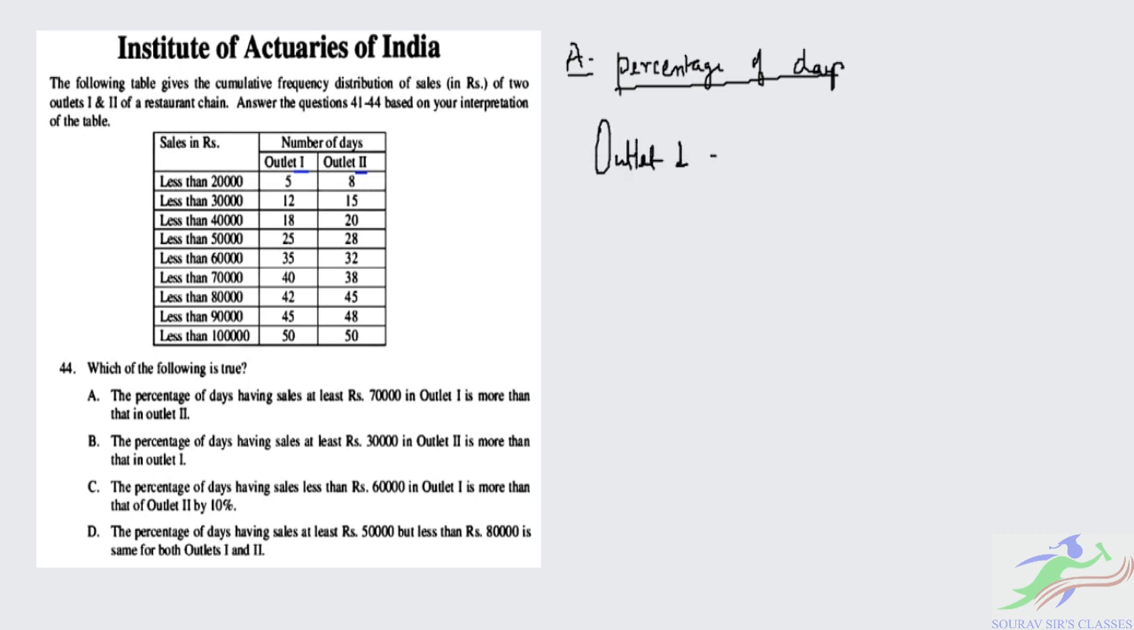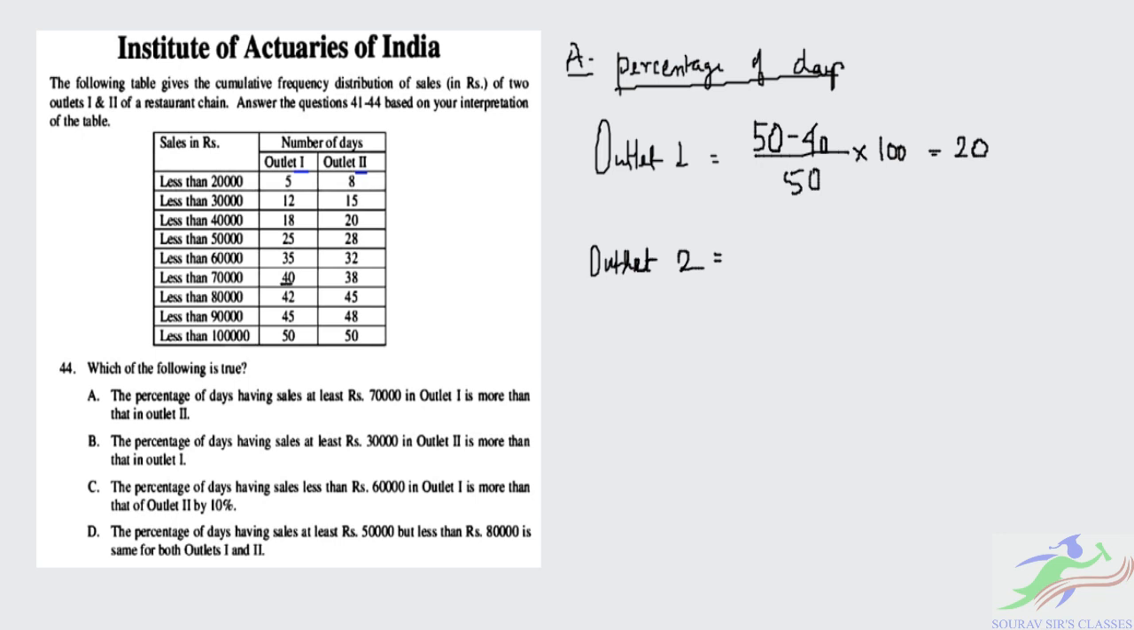This is for outlet 1, and then you have to find it for outlet 2, right? So for outlet 1 having sales less than 70,000, here you can see that it is 50 minus 40, the 70,000 is 40, so we have 50 minus 40 by 50 into 100, the percentage of days is given, so here it is 20.